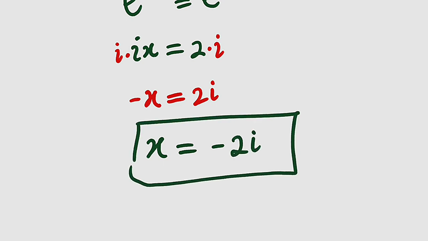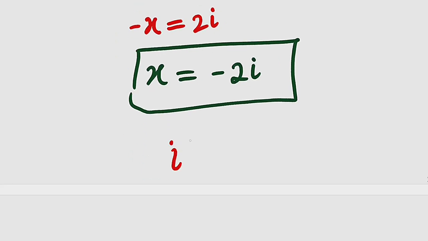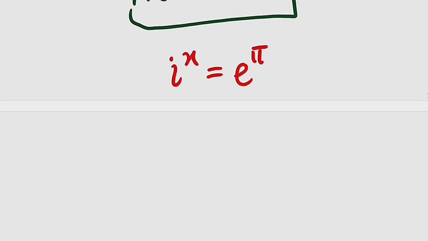But we can always check it in the main equation to test whether the solution is true or not. Our main equation is i to the x equals e to the pi. We want to show that the left hand side is equal to the right hand side by replacing x with negative 2i. Let's do that. So i to the x is now i to the negative 2i.